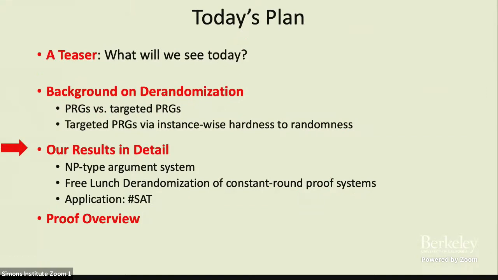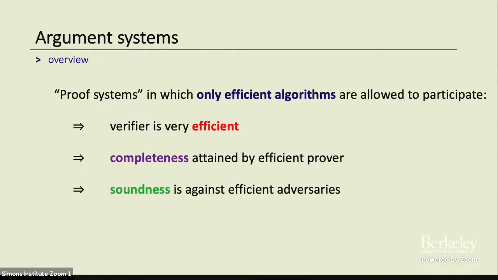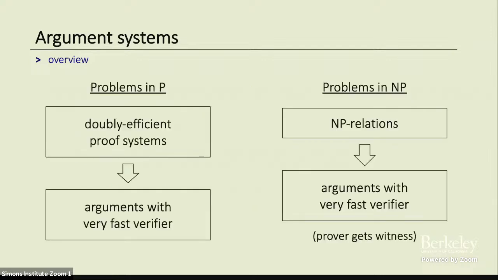Okay, so now after reviewing all the background on derandomization, in this talk we'll be focusing on argument systems. These are proof systems in which only efficient algorithms are allowed to participate. The verifier is very efficient in the sense that it takes quasi-linear time in the input length, let's say. The completeness is attained by a polynomial time prover, and the soundness is against every polynomial time adversary. So that's the definition of an argument system. Yes, I'll show the precise definition.